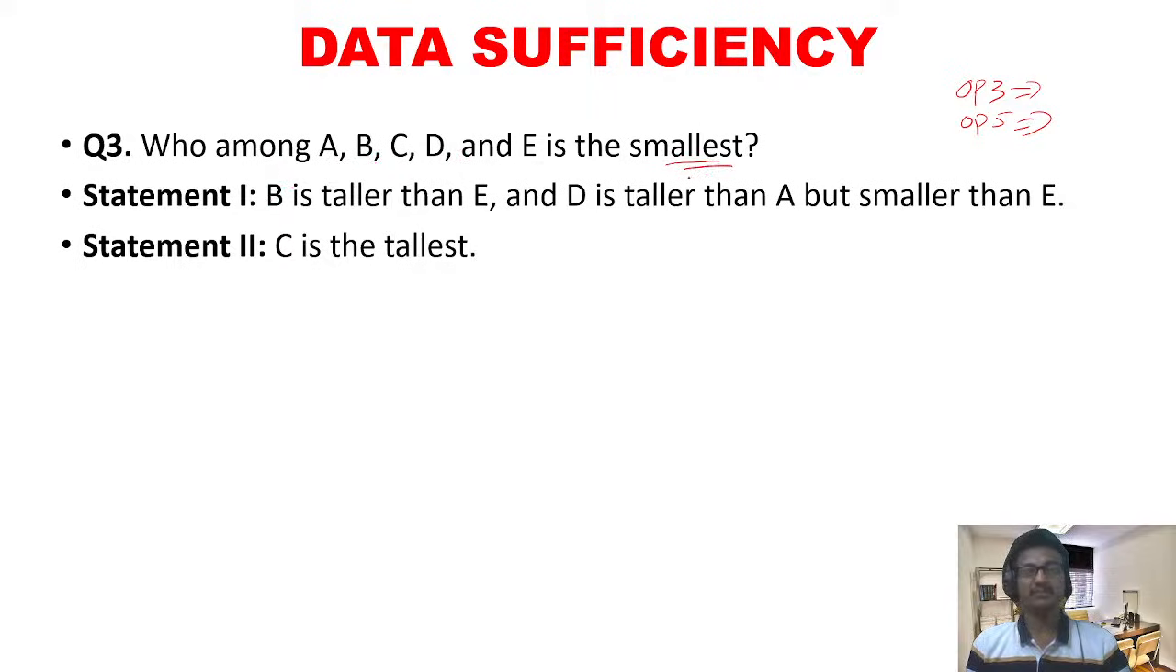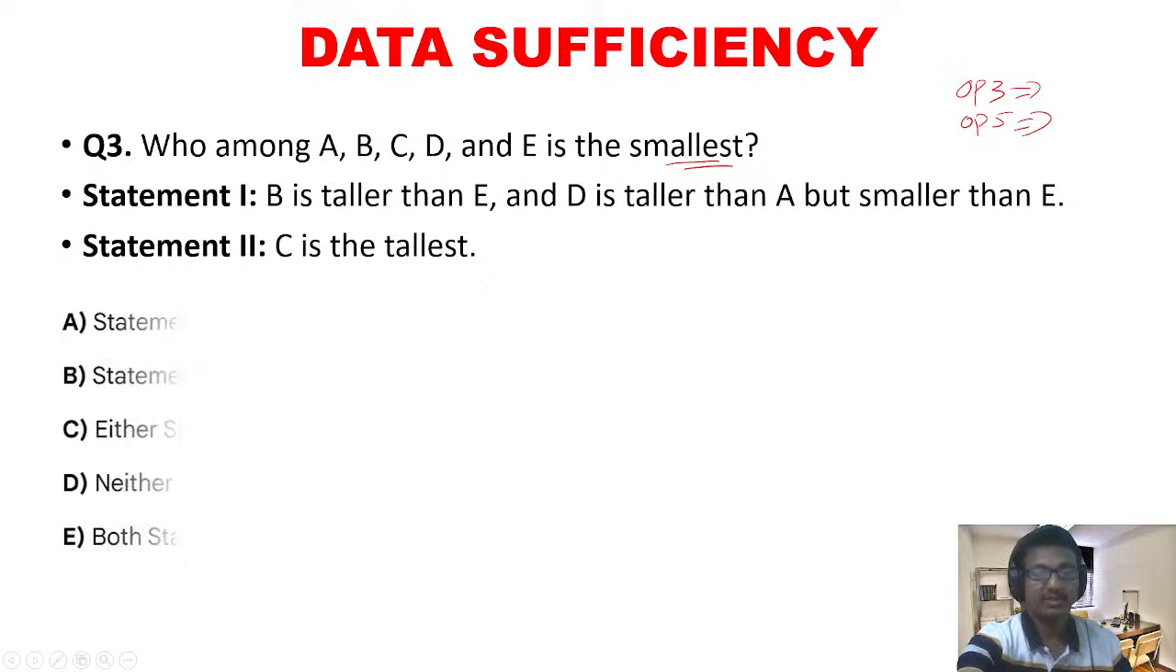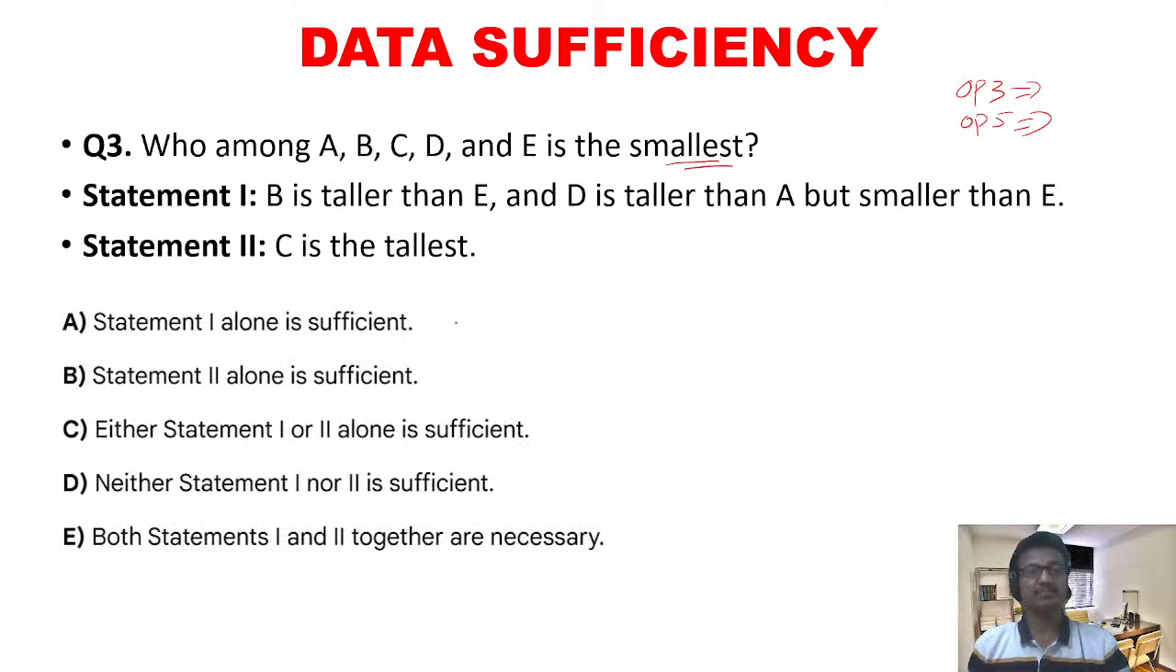Statement 1 is given like this: B is taller than E and D is taller than A, but smaller than E. Statement 2 says that C is the tallest. C is the tallest. The options are given like this. Okay, right. Now first let us come to statement 1 alone.